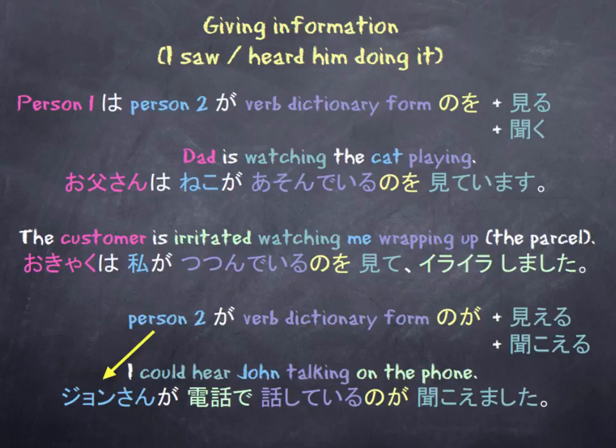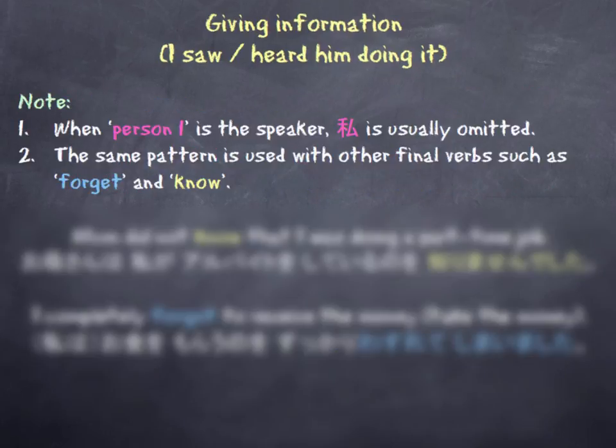And then we have our verb in its dictionary form, which is the verb 話している, talking, followed by the particle no ga, and we finish with the verb kikoemashita, which is the potential past tense form of the verb kikimasu. I could hear. So as I mentioned earlier, when person 1 is the speaker, watashi is usually omitted. And the same pattern is used with other final verbs such as forget and know.